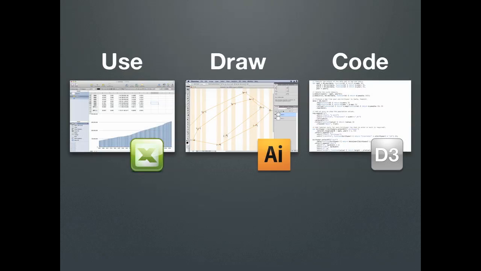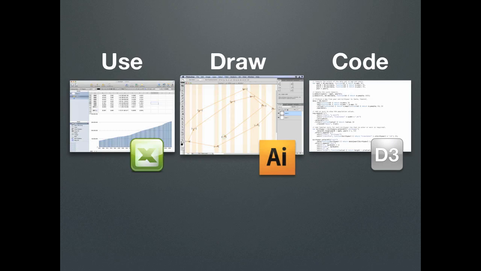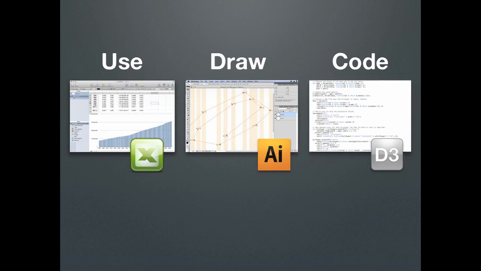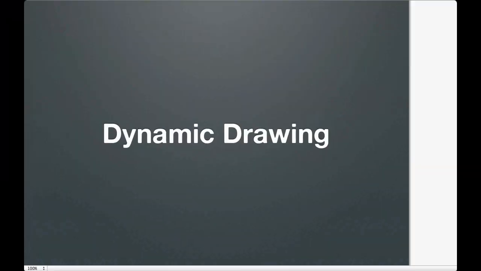So you're a scientist. You want to visualize your data. You can use one of these chart generators that's not expressive enough to let you explore your thoughts. You can draw a picture, but it's not dynamic. Or you can code up a dynamic picture, but you're not drawing, you're blindly manipulating symbols. So what if there was a fourth option? What if there was a way of creating pictures through direct manipulation, but pictures that were dynamic?